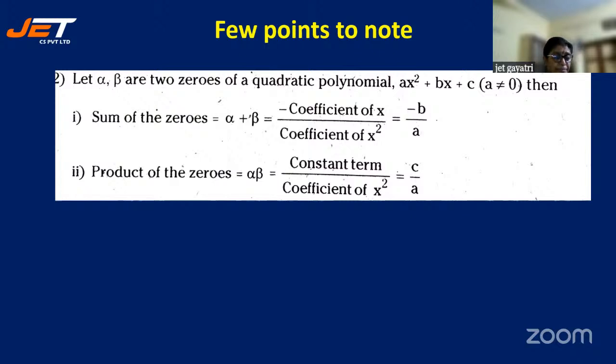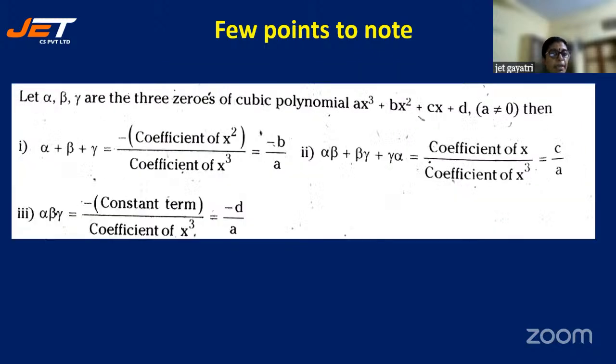All right. Next, we have product of the zeros, alpha beta. It's nothing but the constant term. So now, what is the constant term? c divided by x square coefficient. X square coefficient is a. So, c by a. All right.